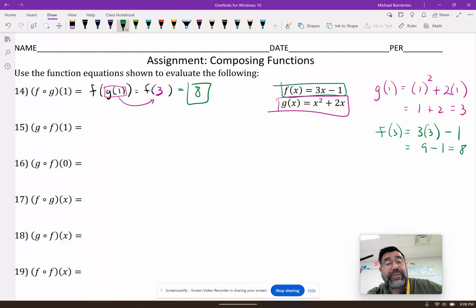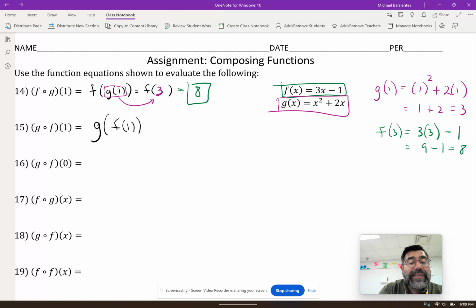Function composition allows us to combine two functions where one function is inside of the other. Notice how g of 1 is inside of f of something. And so we need to do it in the specific order of inside, work our way out. We'll do number 15. g of f of 1.